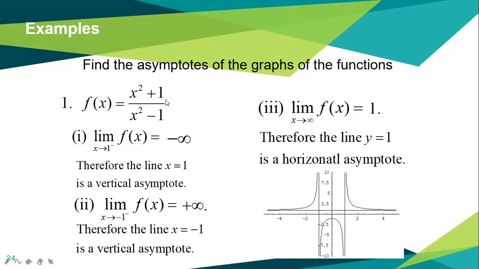So, for example, f of x is equal to x squared plus 1 all over x squared minus 1. The left-hand limit as x approaches 1 is equal to negative infinity, therefore the line x is equal to 1 is a vertical asymptote, since it satisfies the theorems mentioned earlier. Next, the left-hand limit of f of x as x approaches negative 1 is equal to positive infinity. Therefore, the line x is equal to negative 1 is also a vertical asymptote. Then, the limit of f of x as x approaches positive infinity is equal to 1. Therefore, y is equal to 1 is a horizontal asymptote.